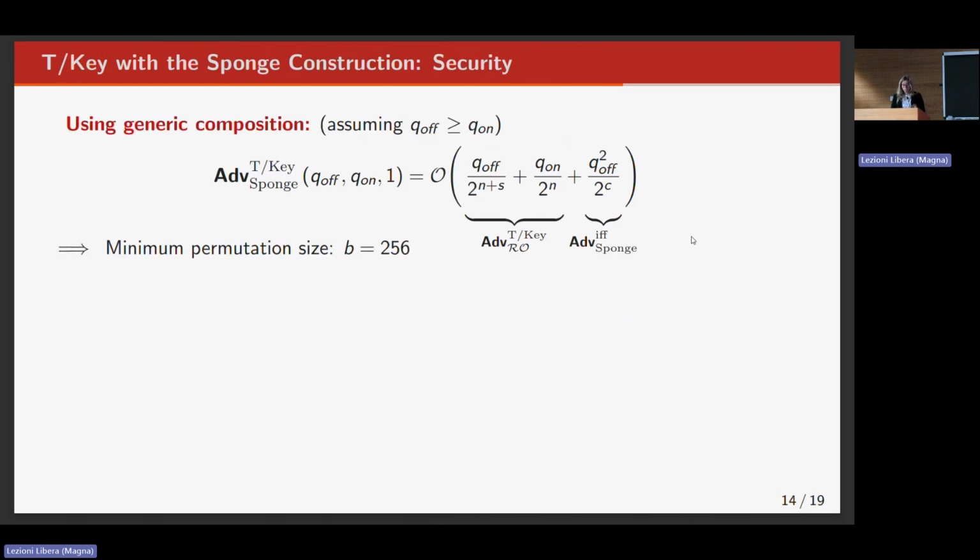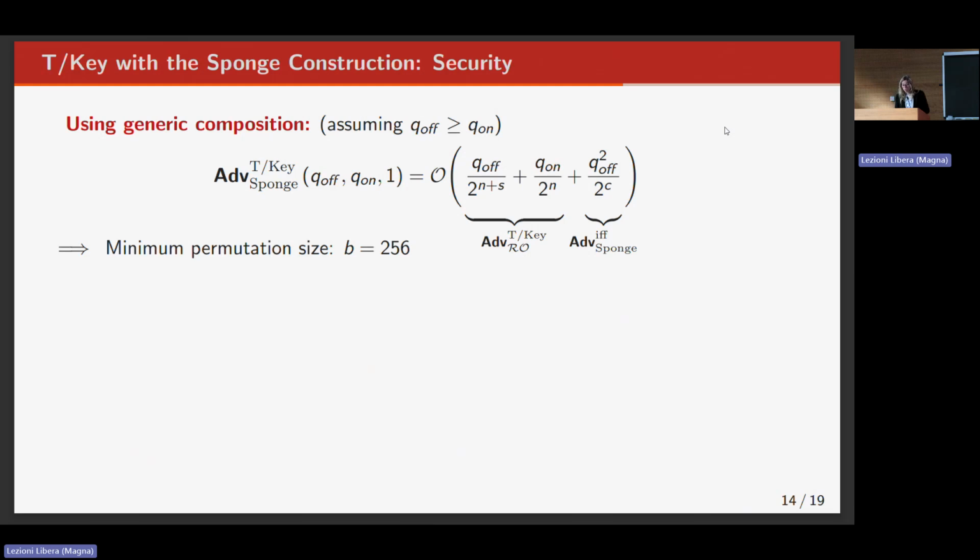So, about the security of Tiki with the sponge construction, if we use generic composition with indifferentiability, we obtain the following bound, with this term that is the birthday bound in the capacity with the offline complexity. Among others, this tells you that if you want to use Tiki with a sponge based on a permutation, then you need that your permutation size is at least 256. Well, actually, this is the capacity: 256 of capacity plus at least 1 for the rate.